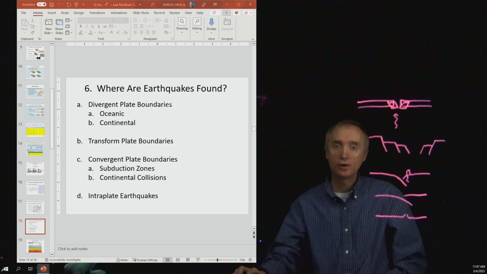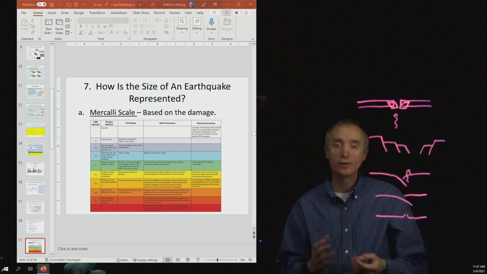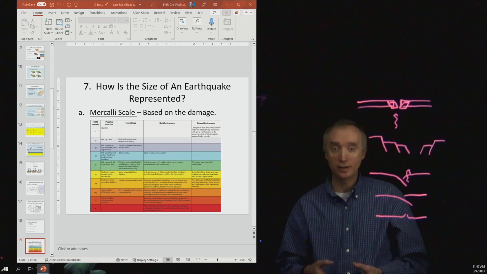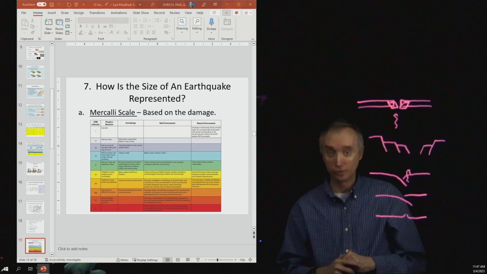All right, so now that we know how big an earthquake is, how can we quantify the amount of damage that this particular kind of earthquake can do? So we'll talk about that in our next segment.